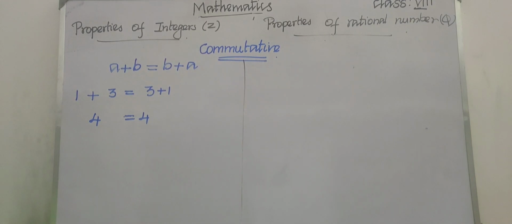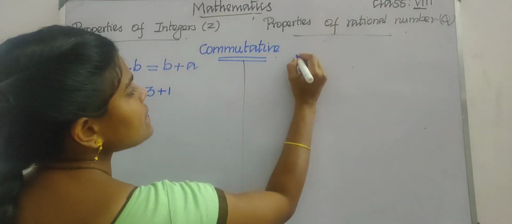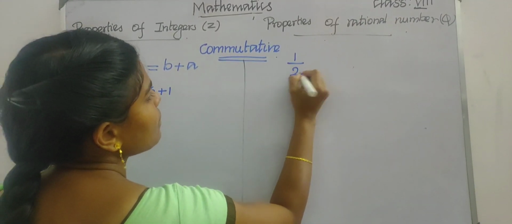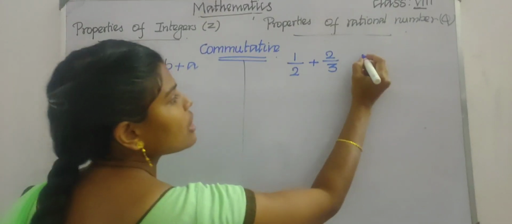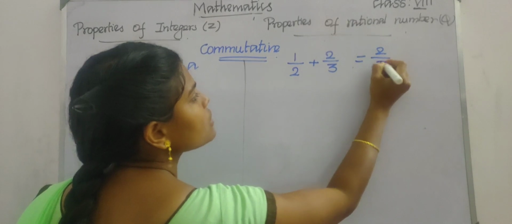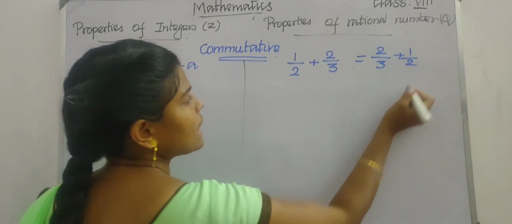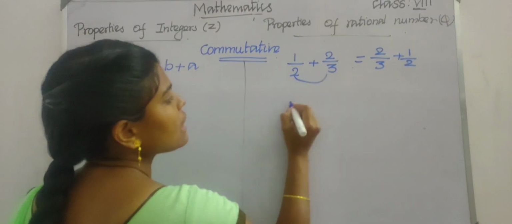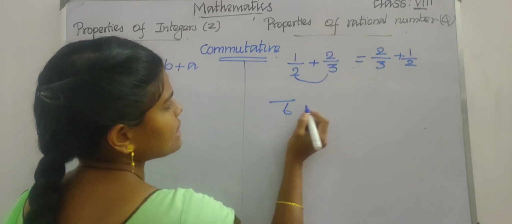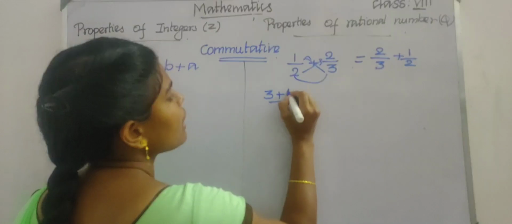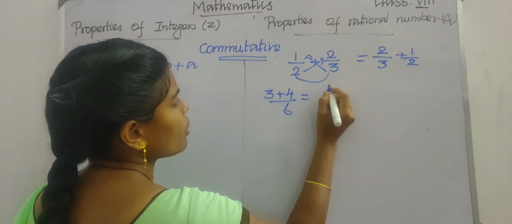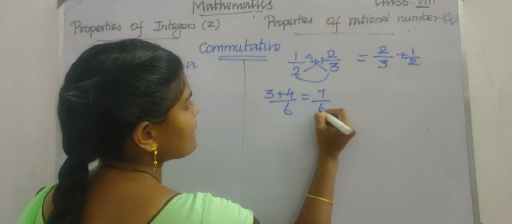Okay children, and again, in rational numbers, consider 1 upon 2 plus 2 upon 3, which will be equal to 2 upon 3 plus 1 upon 2. Let us check. 2 3s are 6, we got the denominator as 6. Now cross multiply. 1 3 is 3 plus 2 2s are 4. So what will you get? 3 plus 4, 7. 7 upon 6.